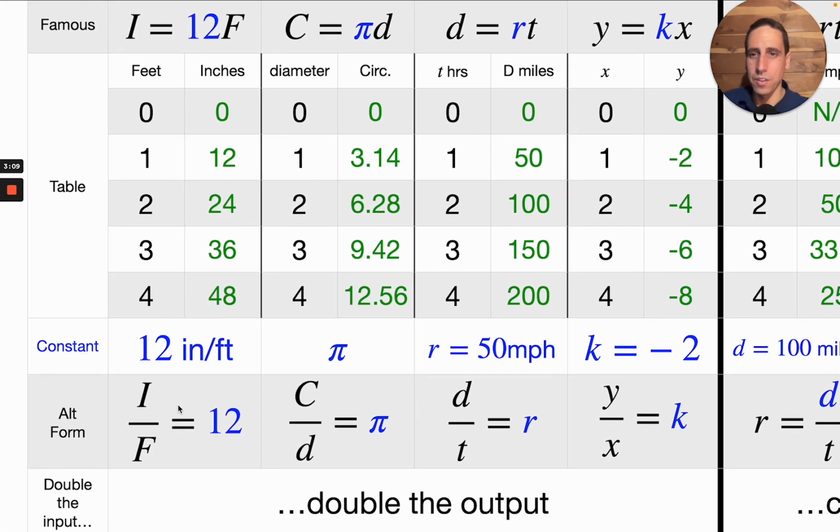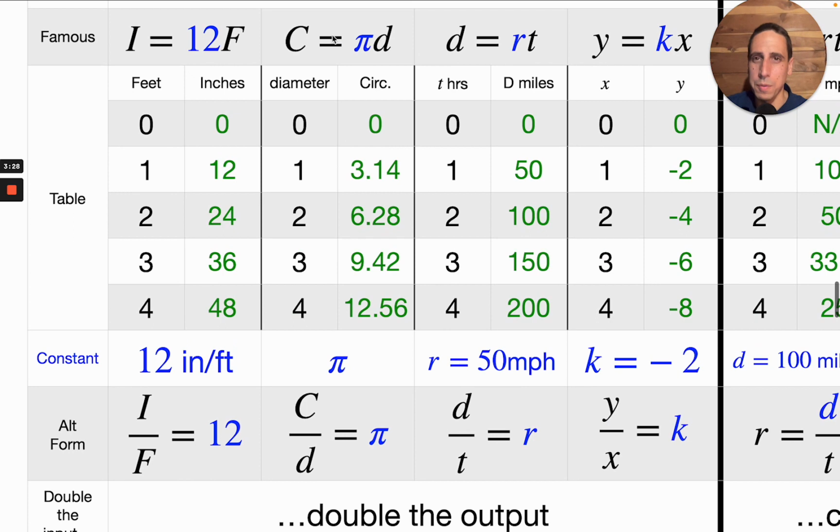Notice that when you double the input, you also double the output. If the input is 1, you double it, you get 2. You're also doubling the inches. Double 2, you get 4. Double this, you get 48. So when you double the input, you double the output.